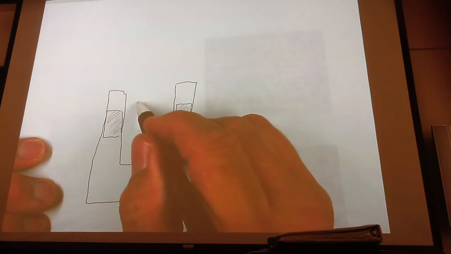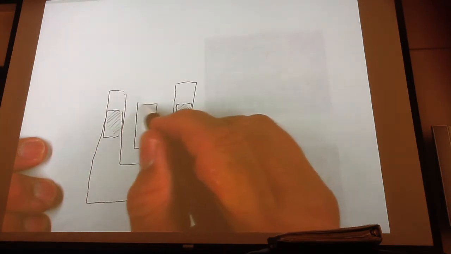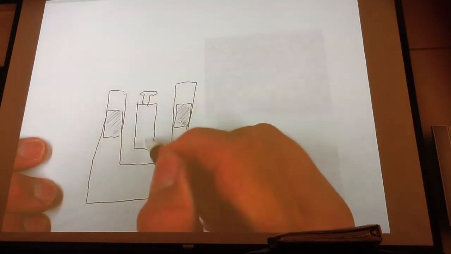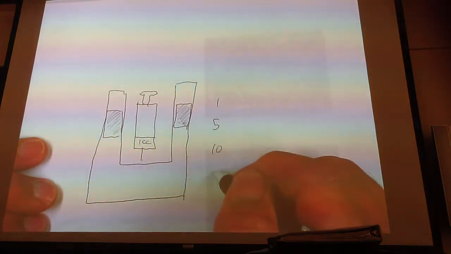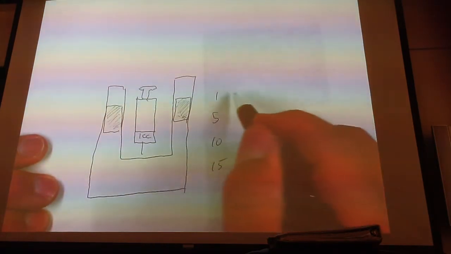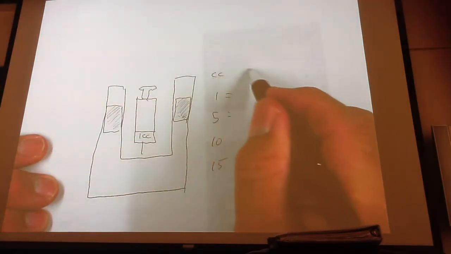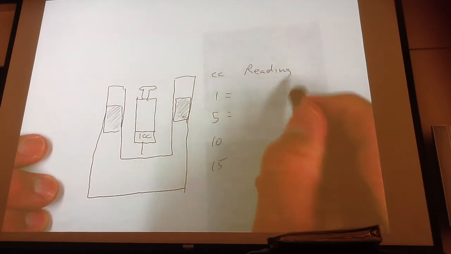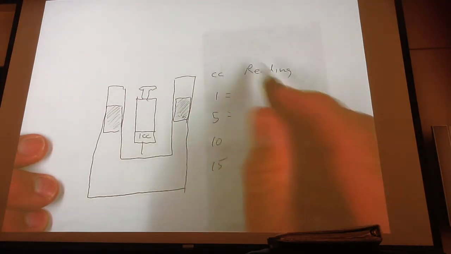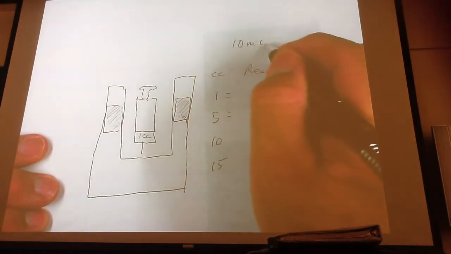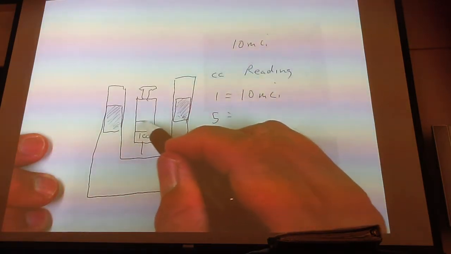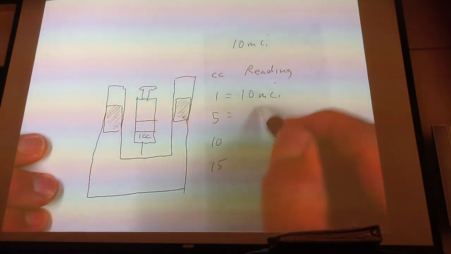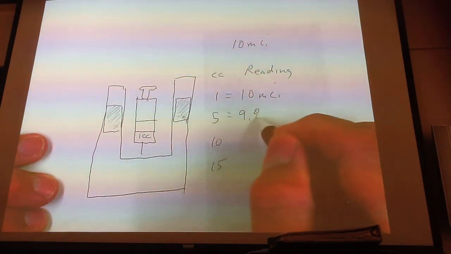So the problem that you run into is, let's say that this is your syringe, and with 1 cc, I have 10 millicuries in the container. It should read 10 millicuries. So I add another cc of saline, and I keep on adding it. I get to 5 cc's, and it measures 9.8 millicuries.